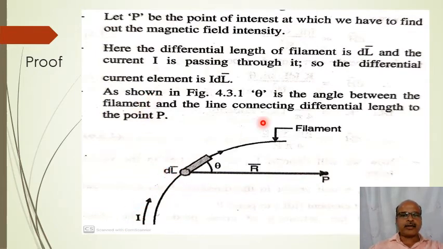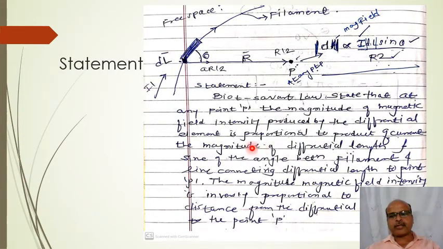As shown in this figure, theta is the angle between the filament and the line connecting the differential length to the point P. So here we have to consider this diagram, and by using this diagram we have to state the Biot Savart law. So, statement of Biot Savart law. Here the same figure we have drawn.